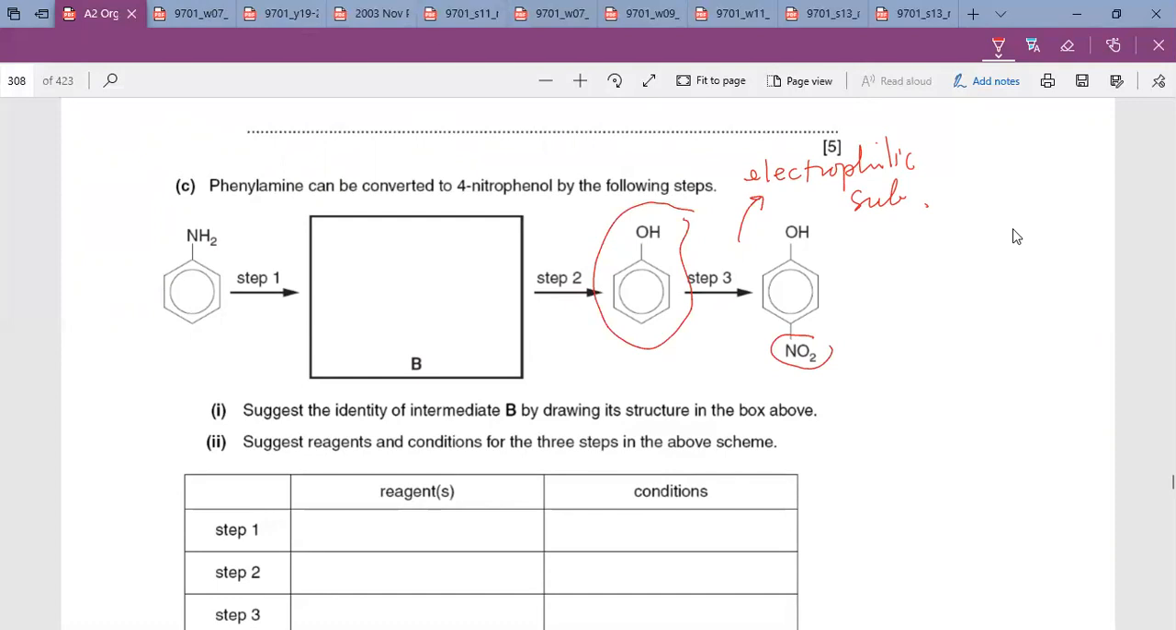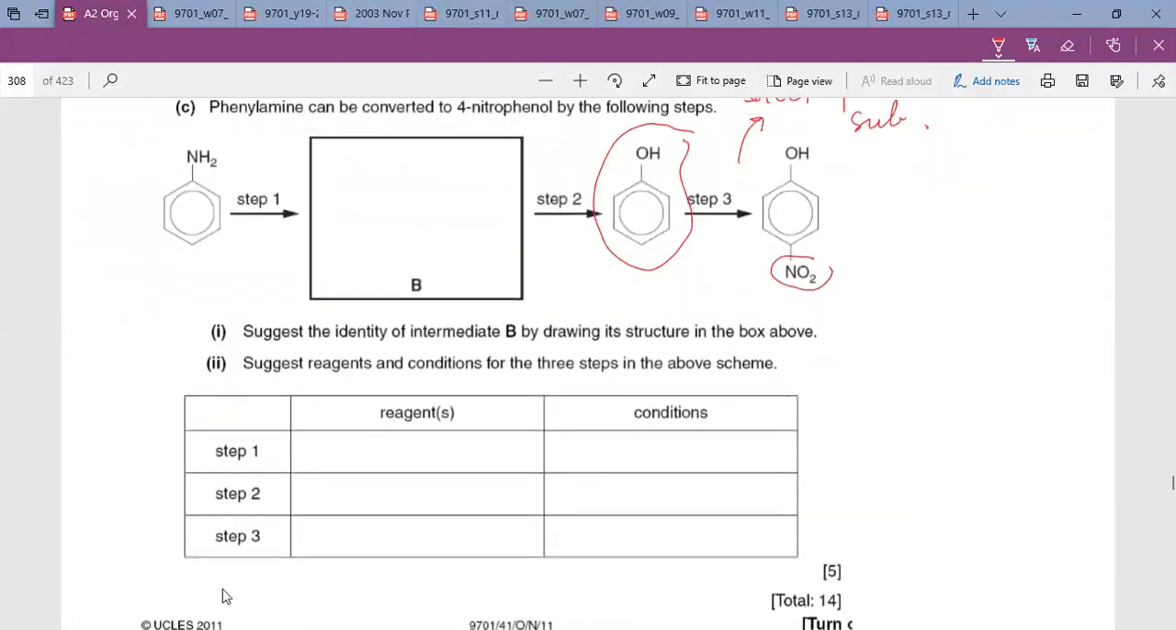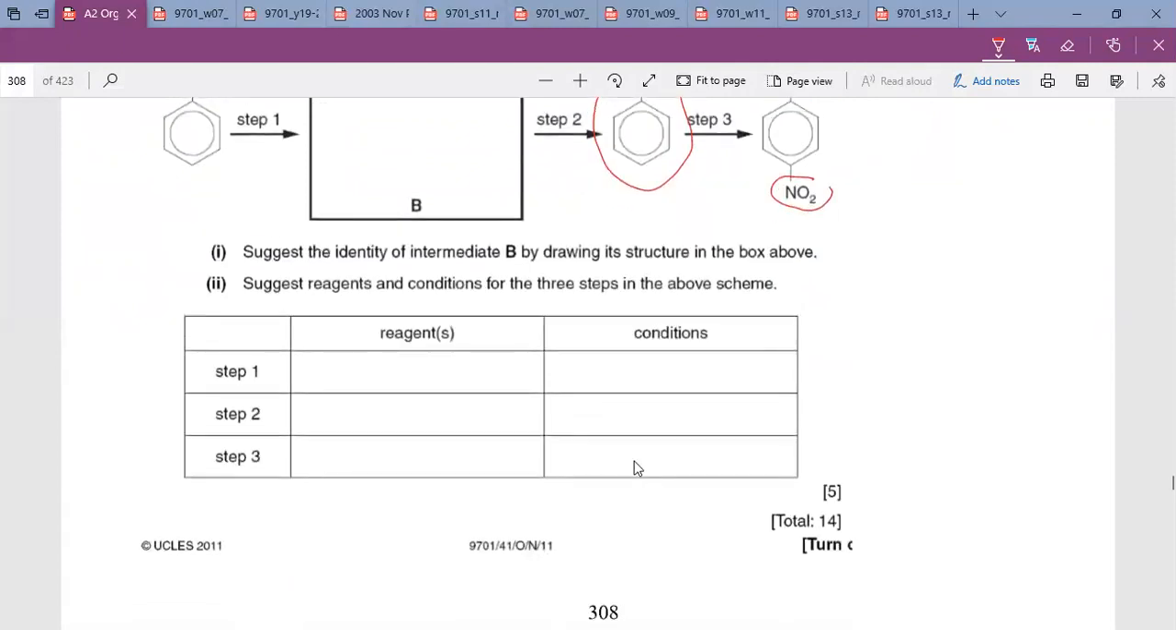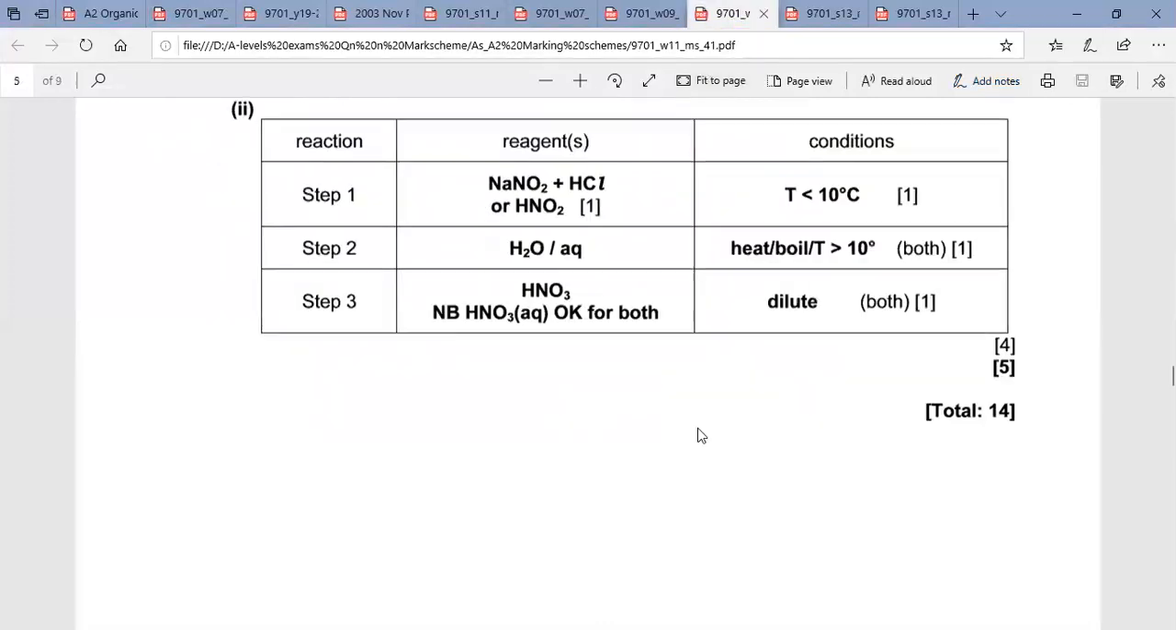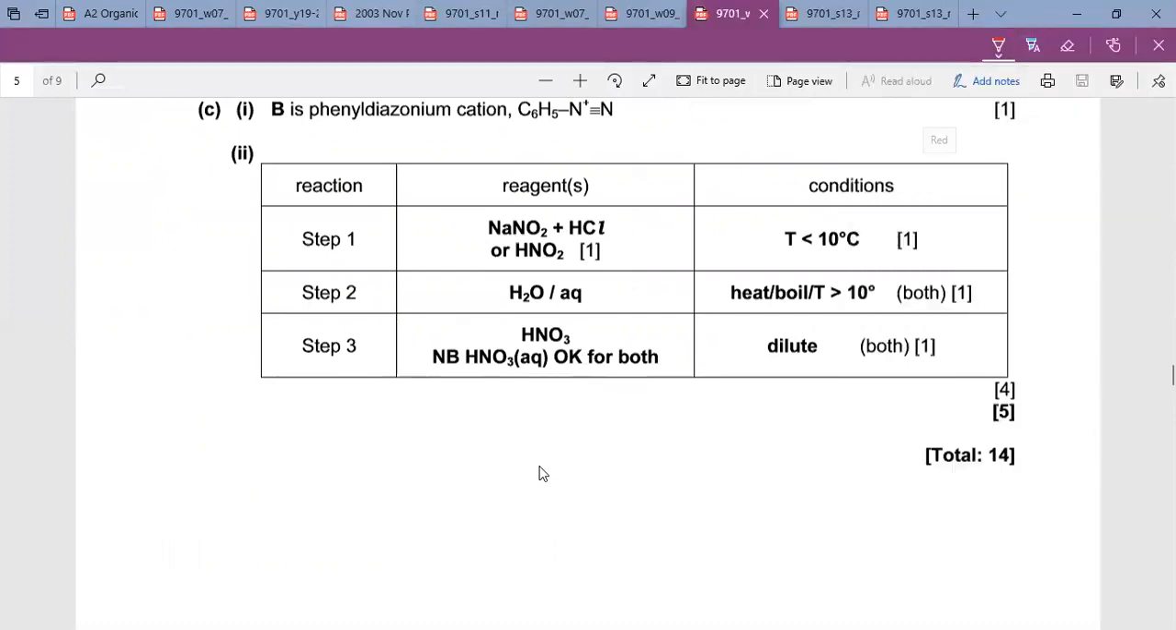Now listen, step three. So they ask you: suggest reagents and conditions for the three steps. That means step three here. Okay, now what's the answer? 11 November here. Step three. Reagent, nitric acid. Very important. You must know reagent or reagents. And what are the conditions? Dilute. See now, not concentrated, they blacken it. Is that clear? Get it into your brains.